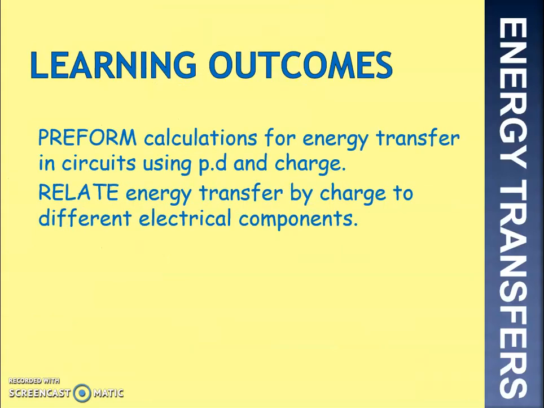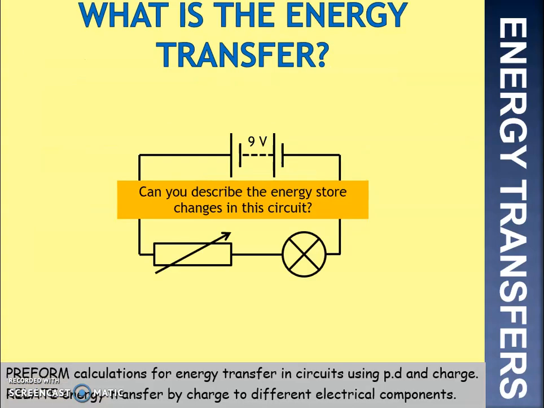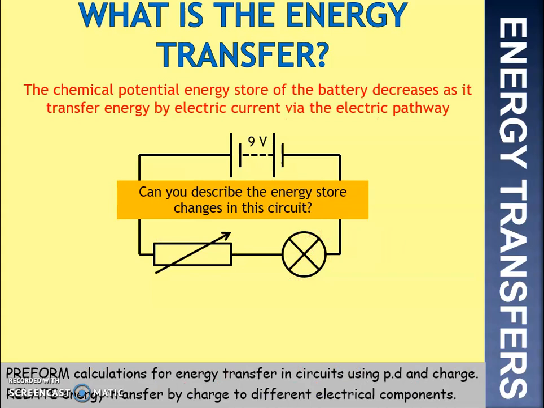Okay, our learning outcomes today are to perform calculations for energy transfer in circuits using PD and charge, and relate energy transfer by charge to different electrical components. So, what is the energy transfer? If we look at that circuit diagram that's on there, can we describe the energy store changes within this circuit? The chemical potential energy of the battery decreases as it transfers energy by an electric current via the electric pathway.